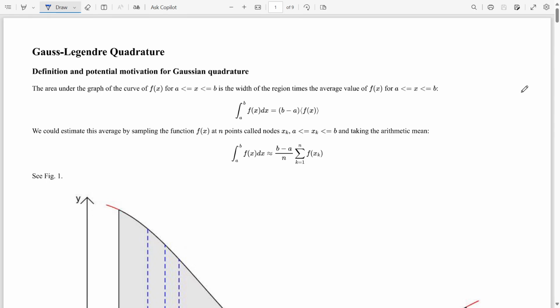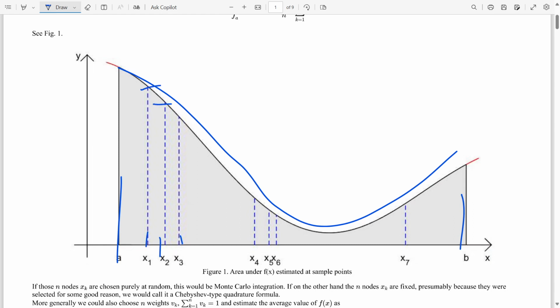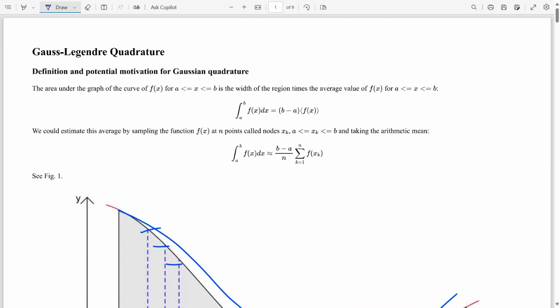To approximate the integral of some function f of x over the finite interval from a to b, we may evaluate the function at some sample points. There are the functional values at the sample points, and we estimate the mean value of the function over the interval as the arithmetic mean of these functional values. This leads us to an approximation of the integral.